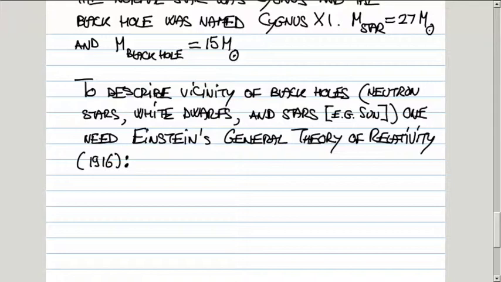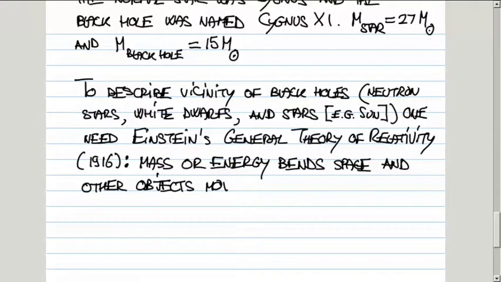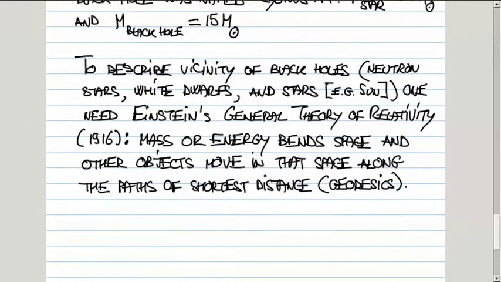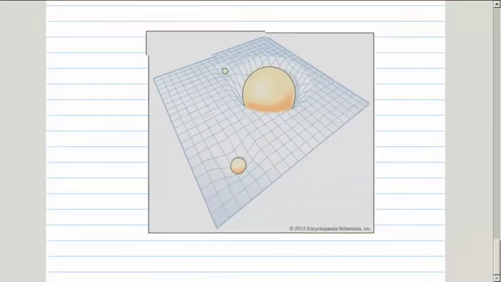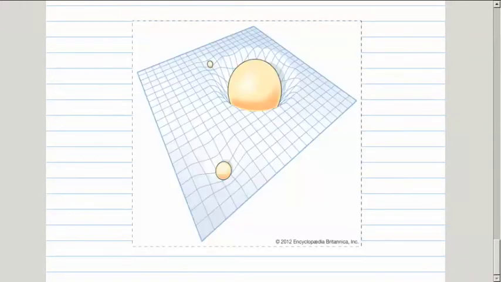And the basic idea is that mass or energy bends space, and other objects move in that bent space along the paths of shortest distance, so-called geodesics. Okay, so let me illustrate this, as shown here in this drawing.